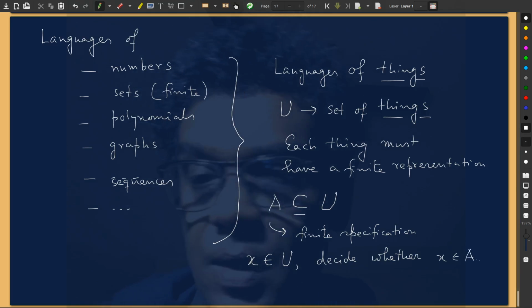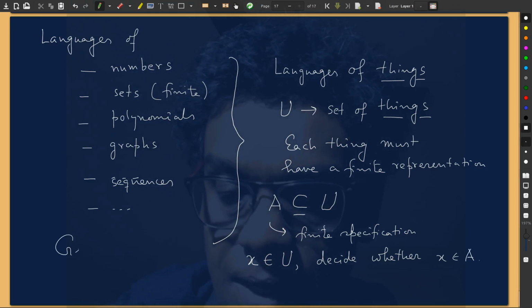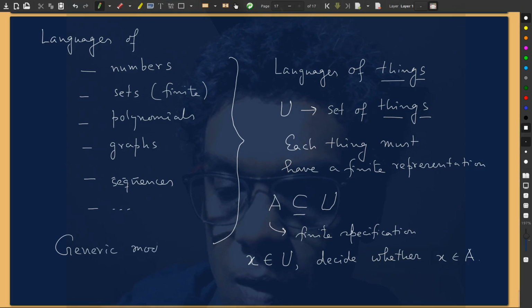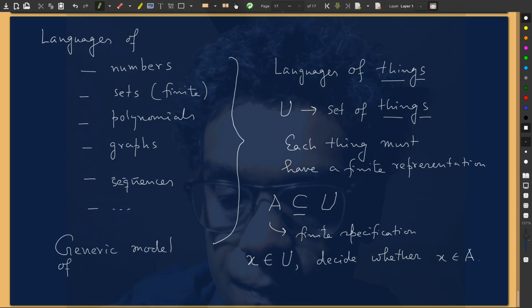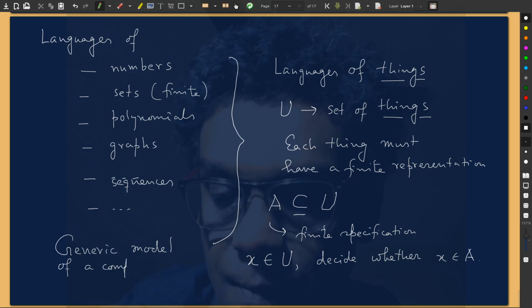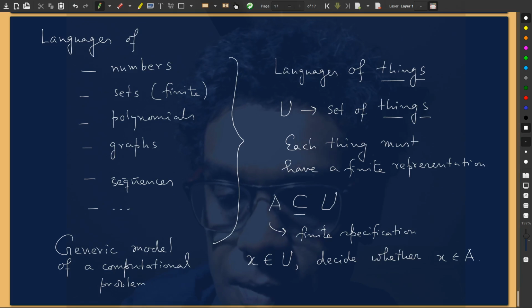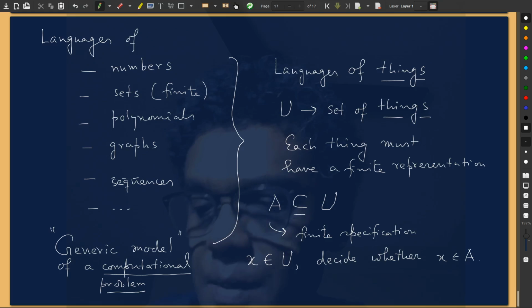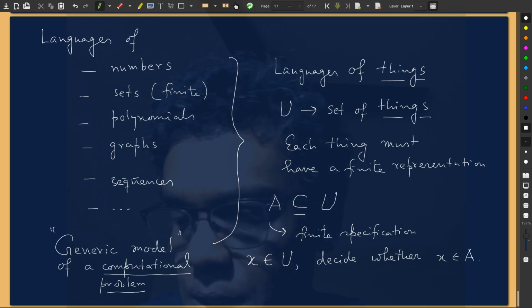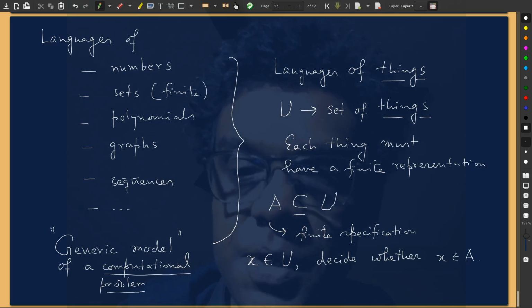Okay. So this is the generic model of a computational problem. This is what we understand by a computational problem. It's essentially a decision problem which has to do with language membership.